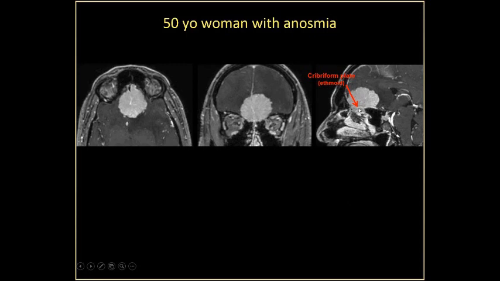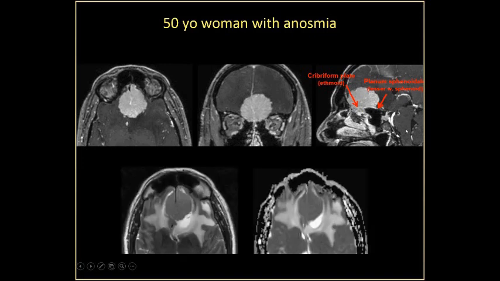So the mass seems to be arising from the cribriform plate of the ethmoid bone. And posteriorly, we see this dural tail, which extends to the planum sphenoidale, or the lesser wing of the sphenoid bone. If we look at this on other sequences, on a T2 weighted sequence, we can see that there is a cleft of CSF surrounding this mass, again consistent with an extraaxial lesion.